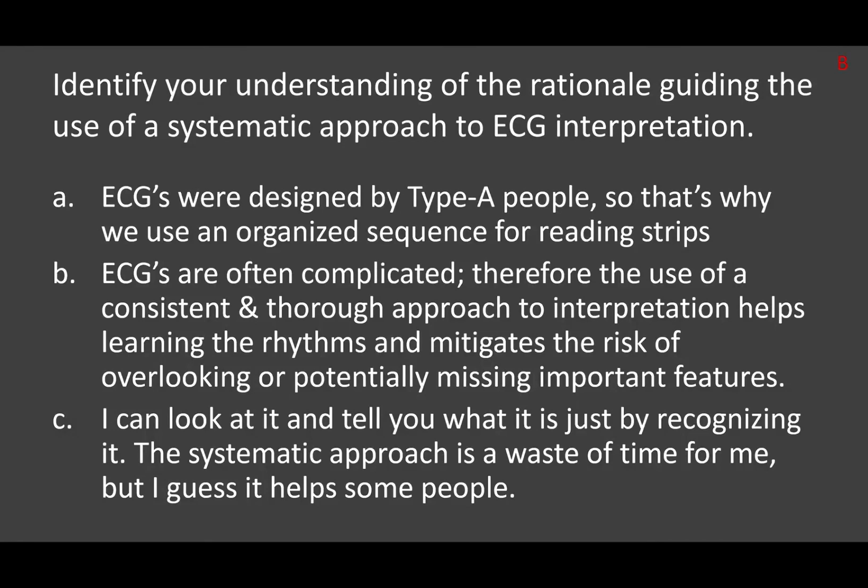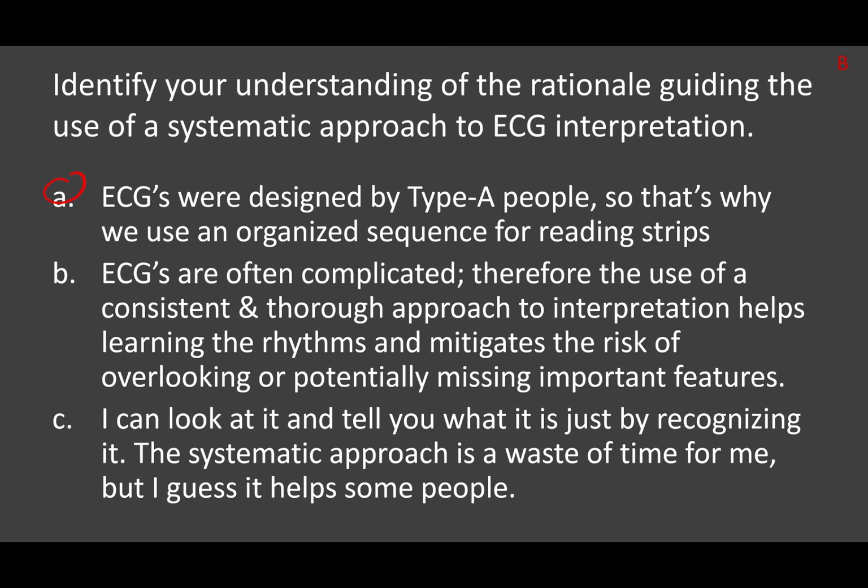Identify your understanding of the rationale guiding the use of a systematic approach to ECG interpretation. One standpoint is that ECGs were designed by type A people, so that's why we use an organized sequence for reading strips. Seems a little bit stereotypical, but it's probably not wrong. I feel like it was probably type A people that did a lot of this work, but that's not the point for why we use a systematic approach.